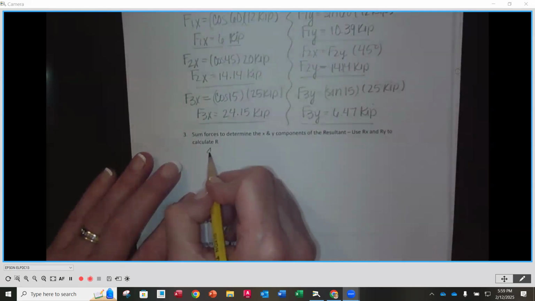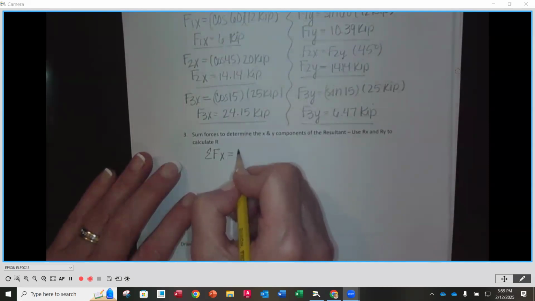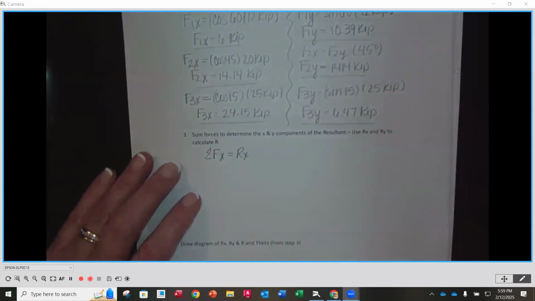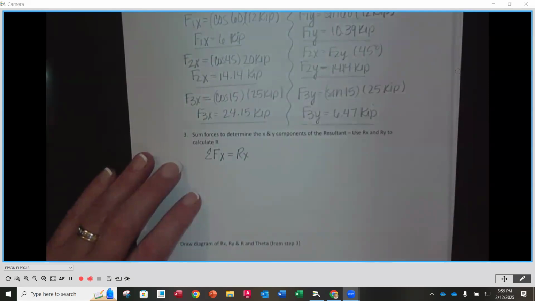So we are going to sum our forces in the X direction, which is going to equal our resultant X component. We are not working in module 4 here. We're not working problems in equilibrium. When we're in equilibrium, we set that equal to 0. But in this case, we're going to sum the forces, and that's going to equal our resultant X component, because we're trying to find a resultant in these problems.